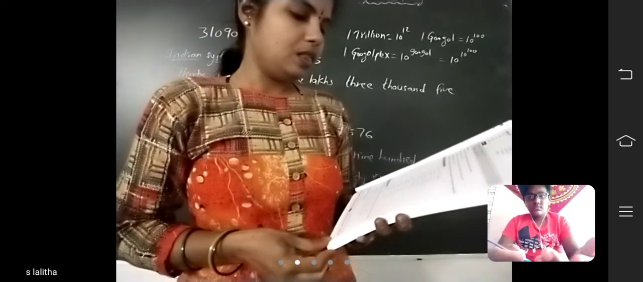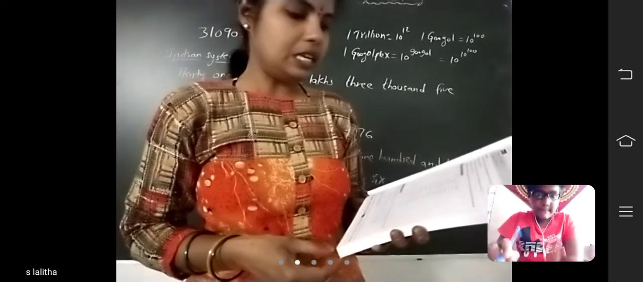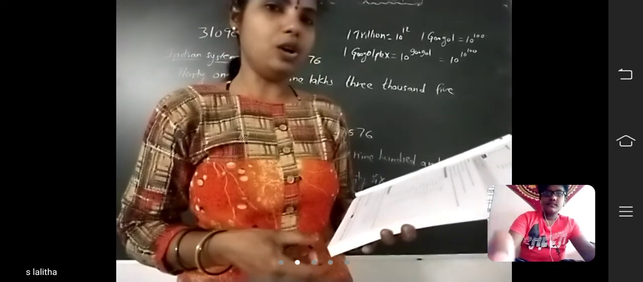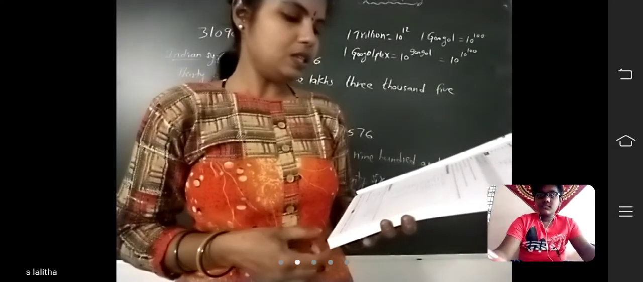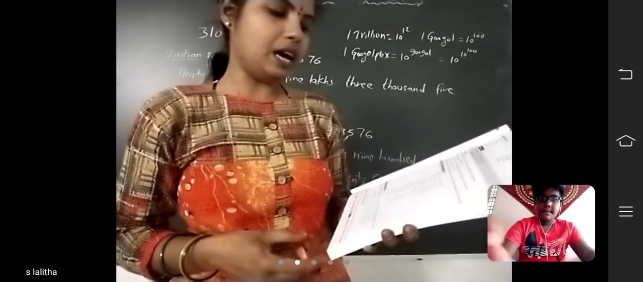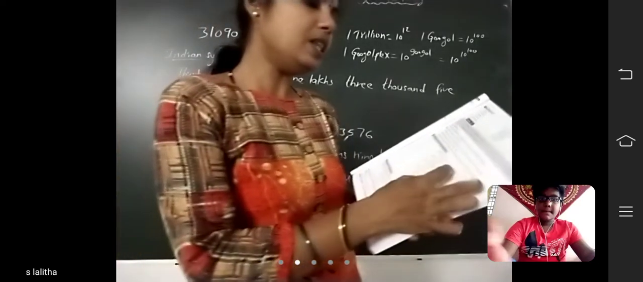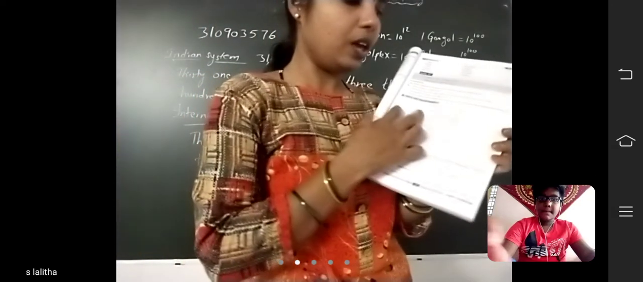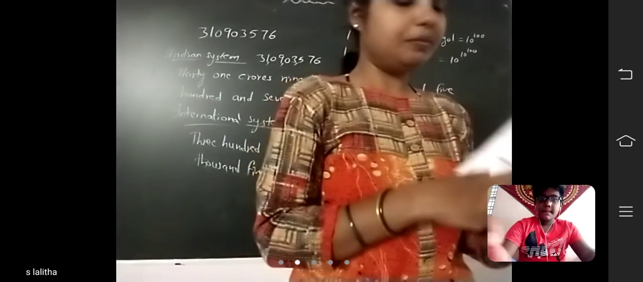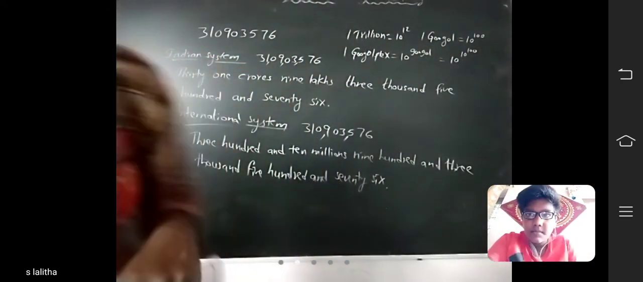Capacity. 1000 milliliters is equal to 1 liter. 100 liters is equal to 1 kiloliter. 1000 kiloliters is equal to 1 megaliter. Okay, so these are the units you have to learn. This table you have to learn. Next we are going to the next topic, Roman numerals.